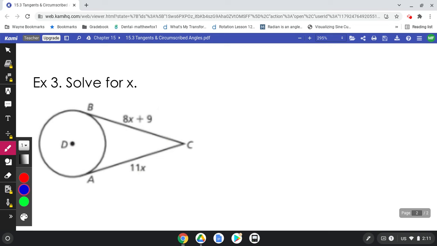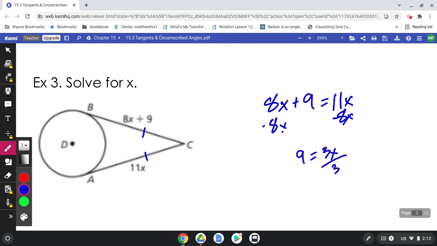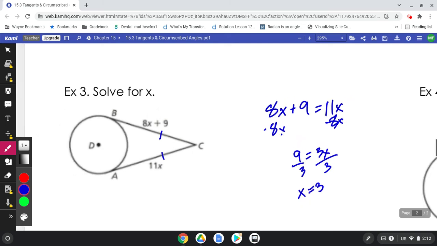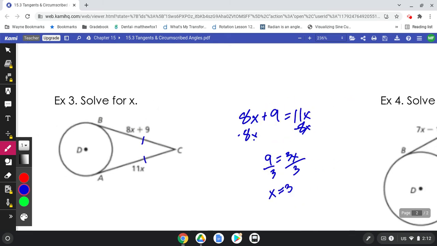Okay, so I know that 8x plus 9 will equal 11x because these segments are congruent. At this point, we just subtract 8x. We'll get 9 equals 3x, divide by 3, x equals 3, and we would be done. The reason we know they're congruent is because they come from that same point and they're both tangent to the same circle.